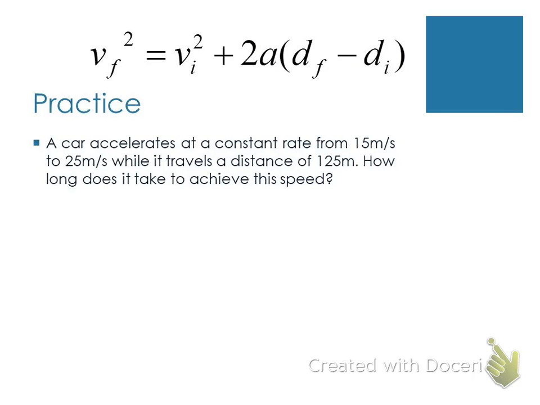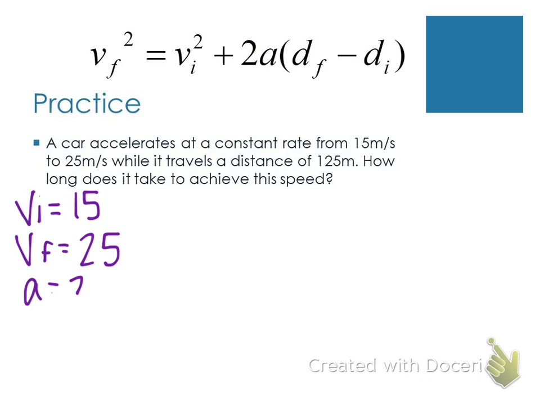So, let's start picking out what variables we have. Is anything jumping out at you? We have 2 velocities. So what's our initial velocity? 15. And our final velocity is 25. Do we have an acceleration? No. And what are we trying to solve for? Time. Do we have our initial displacement or our final displacement? Final, 125. So what's our initial displacement? 0.